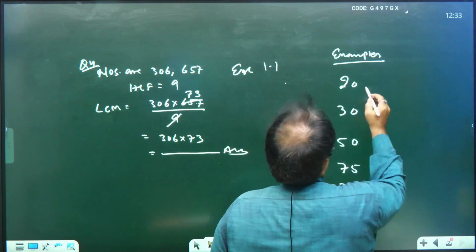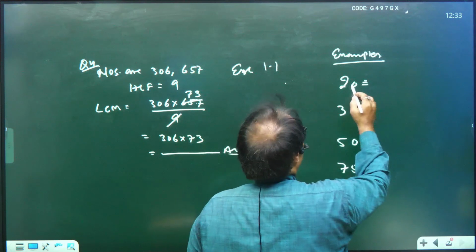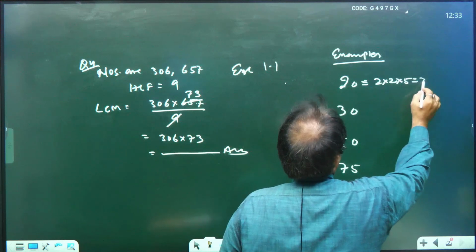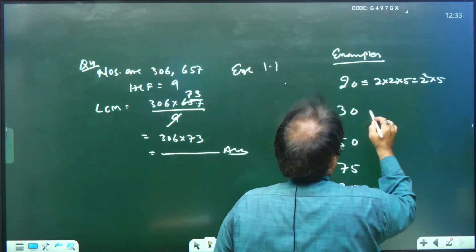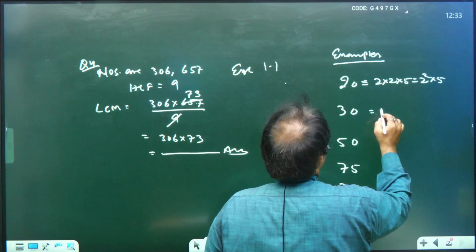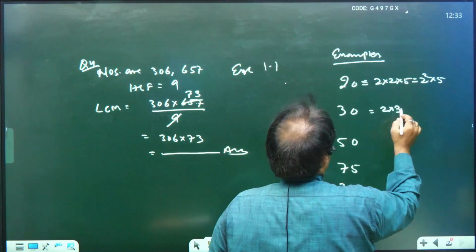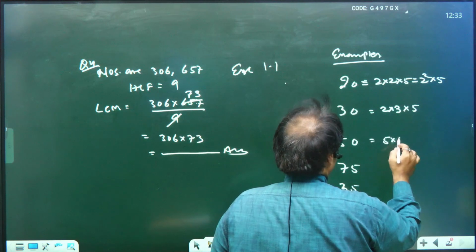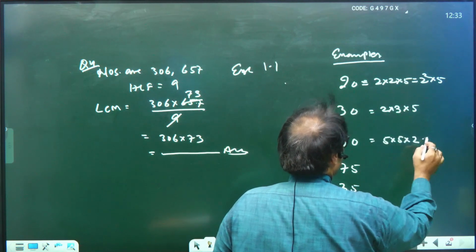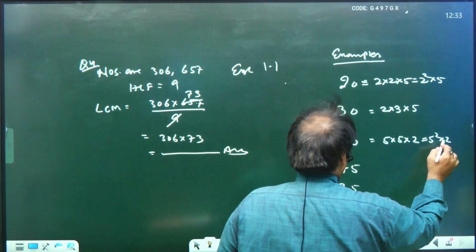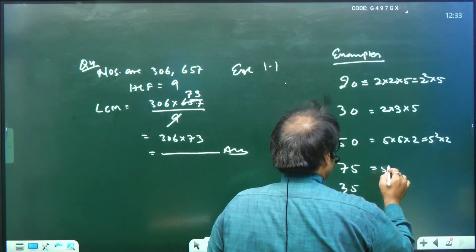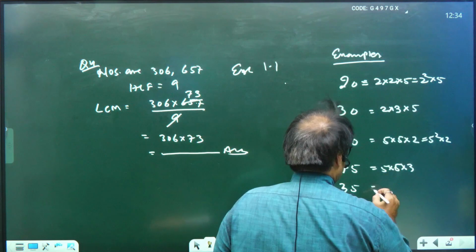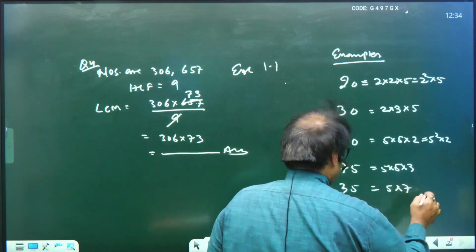Now find out the prime factors of 20. So this is 2 into 2 into 5, means 2 square into 5. So 30 means 2 into 3 into 5. And 50 means 5 into 5 into 2. So this is 5 square into 2. And 75 means 5 into 5 into 3. Okay, and 35 means 5 into 7, right?